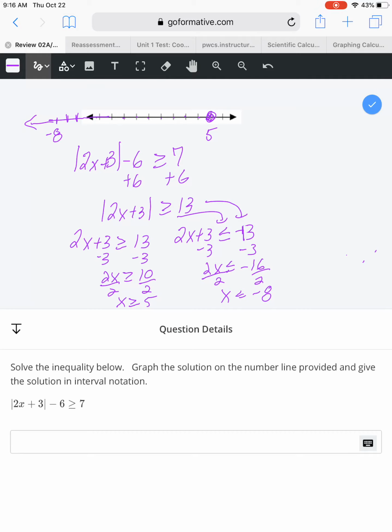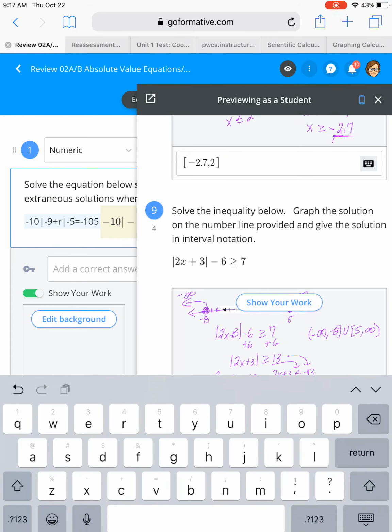So x is greater than or equal to 5. X is less than or equal to negative 8. I know if I have my arrows going this way, I have an arrow going to the left, so I know my interval notation is going to be negative infinity, and if I go to the right, it's positive infinity. So my graph goes from negative infinity, stops at negative 8, or it starts back up at 5 again and goes to positive infinity. And so that's what I would put in my box right here.